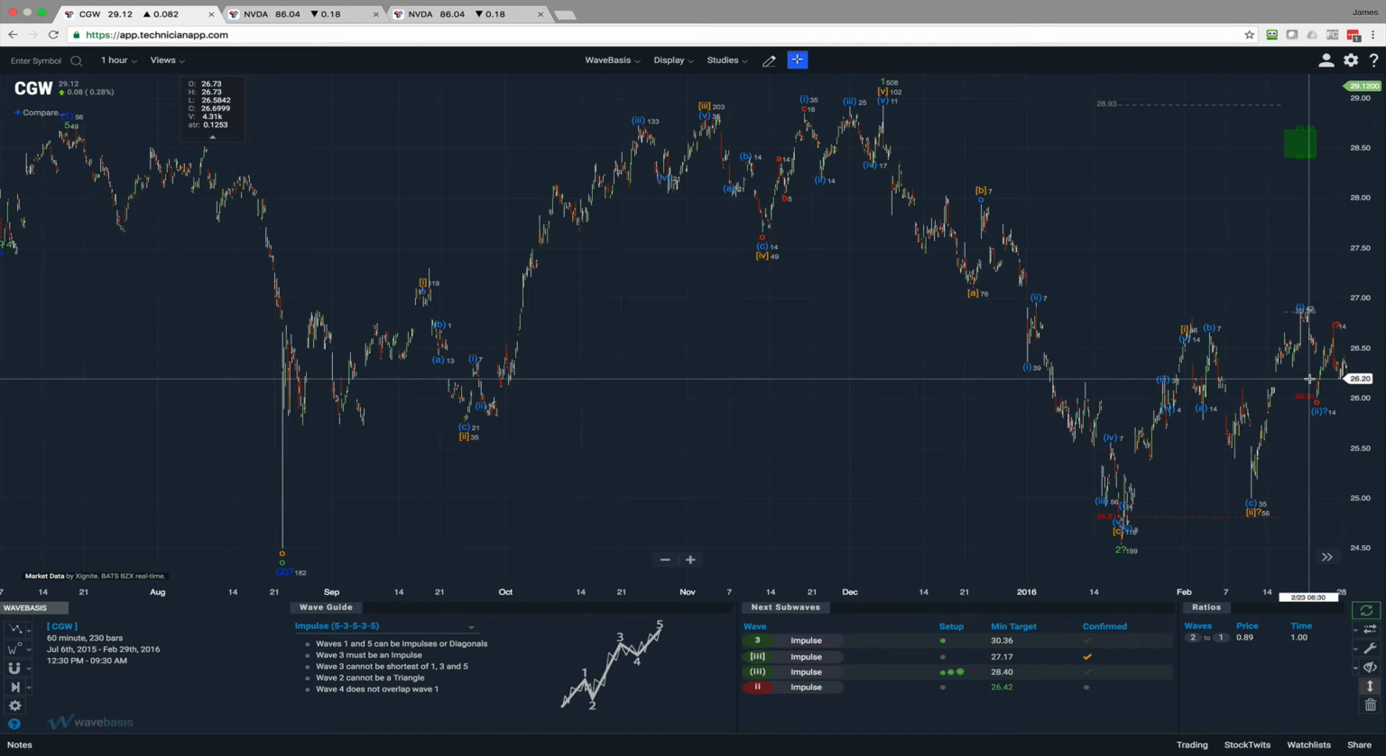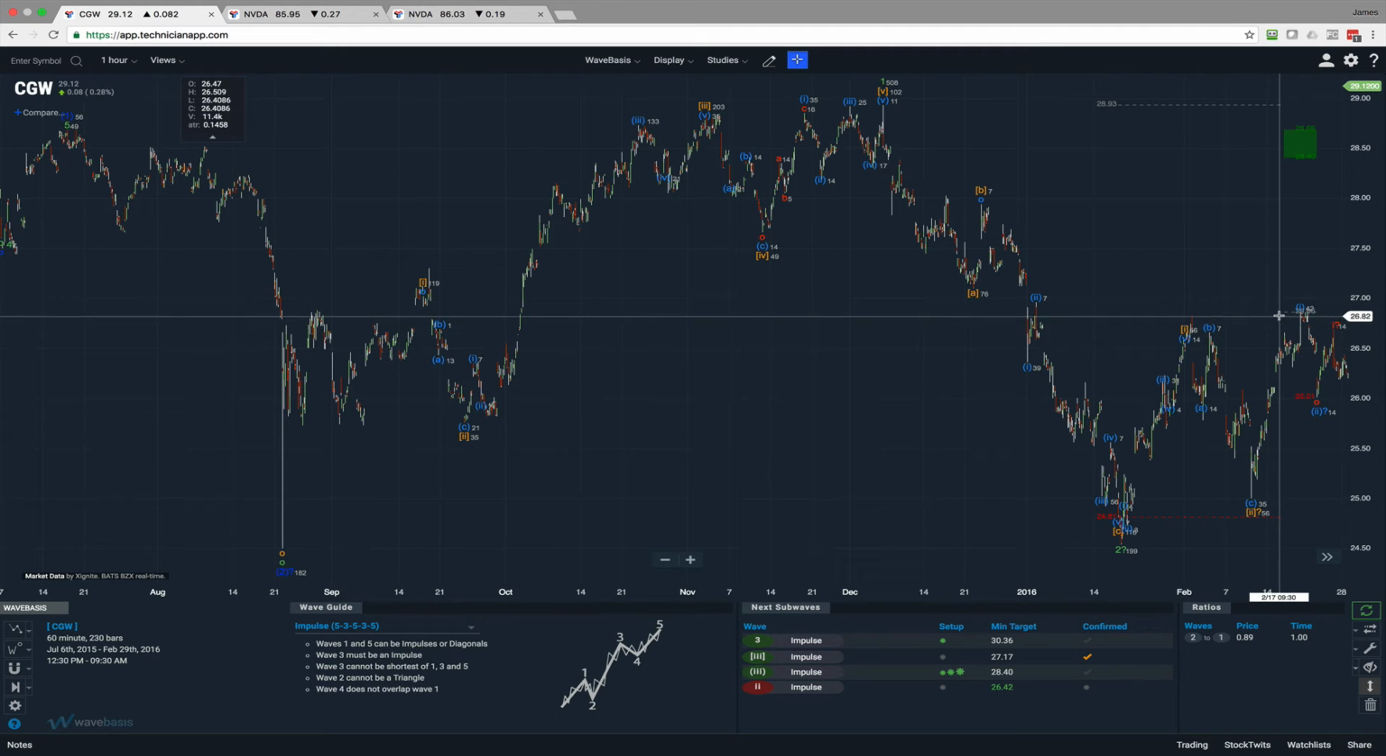We'd be entering at 26.20, and if we decided to use the invalidation level as a rough guideline for our stop, maybe place our stop a little ways below there, then we're risking potentially 25 cents from a 26.20 entry, and maybe a stop down here at 25.95, and our reward is all the way up here in this green box. So risking 25 cents for a potential reward of $2.20.